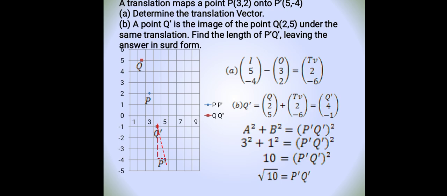Now you can see, calculate the translation vector. You take the image minus the object vector, you get the translation vector as (2, -6). Now translating Q with the same vector, we get Q prime to be (4, -1). Now I've done that on the grid, and you can see I've sketched the points P prime, Q prime.